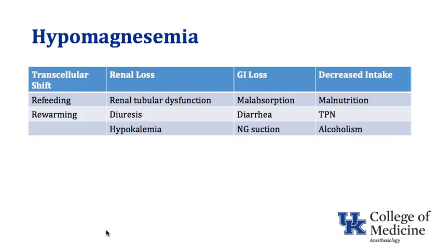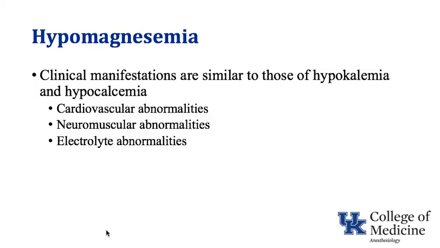Magnesium. Hypomagnesemia is typically due to transcellular shifts, renal losses, GI losses, or decreased intake. This table describes the most common causes of each of those types of hypomagnesemia. The clinical manifestations are similar to those of hypokalemia and hypocalcemia, and include cardiovascular, neuromuscular, and electrolyte abnormalities.